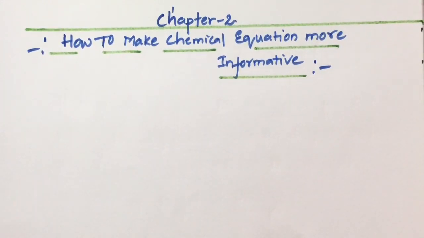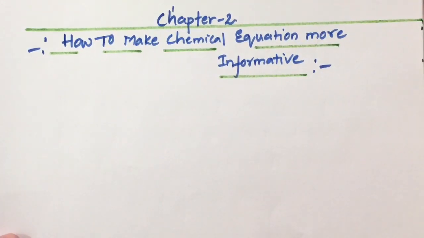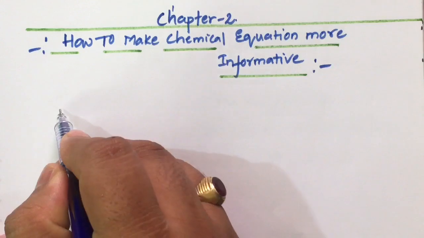Hi students, today's class is about how to make chemical equation more informative, of chapter 2. In the previous class we studied what is a chemical equation, and how to balance a chemical equation with examples. So now in this session let us study how we make a chemical equation more informative. A chemical equation can be made more informative by following characteristics of the reactants and products.